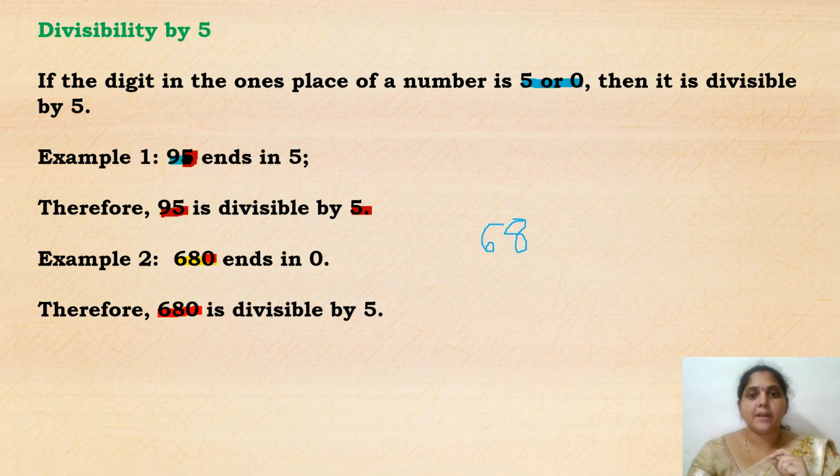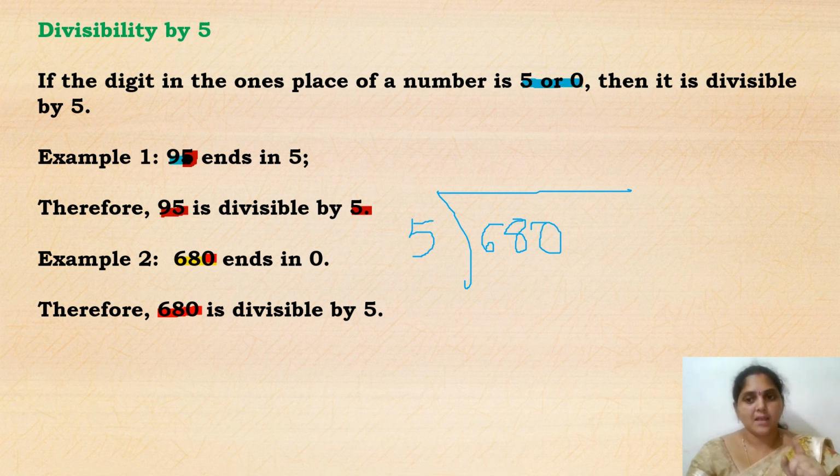680 divided by 5. Yes, this is our question. Now we will see. It should be divided by the 5 table exactly, with no remainder. The remainder should be 0. Then only we can tell the number is divisible by 5. I am telling the ending number is 0, that's why it is divisible by 5. We will check whether it is right or wrong.